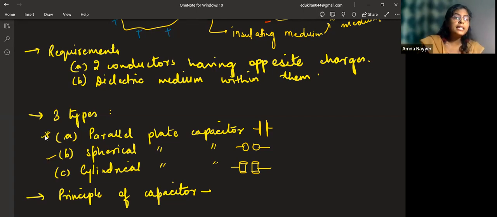Parallel plate capacitor, this is the most important. Here we'll see different cases which will come. All right.